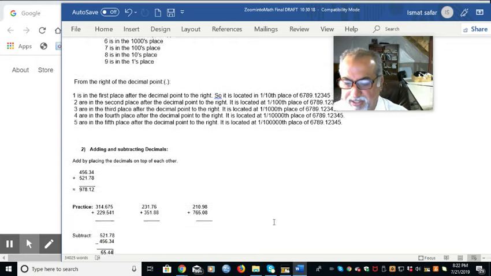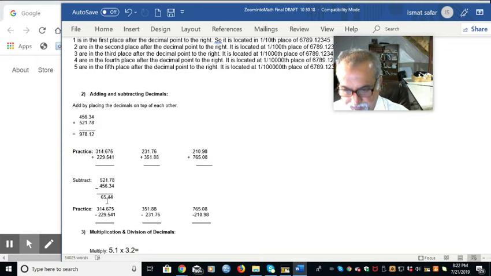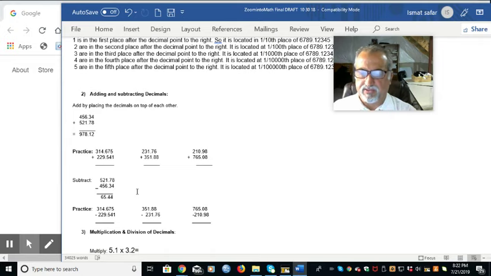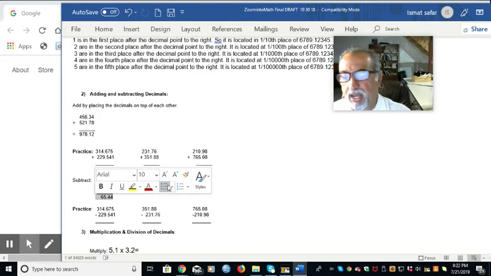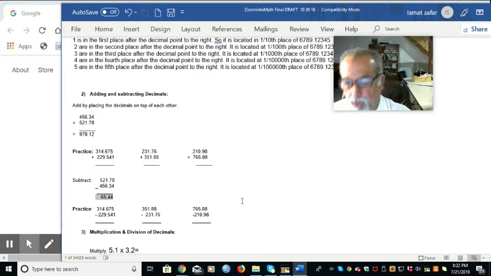Okay, how about subtraction? Subtraction, the same thing. 521.78 minus 456.34. You just line the decimal points on top of each other, and then you subtract. Okay, and then you practice. 521.78 minus 456.34 is 65.44. When I say point, I mean decimal point.